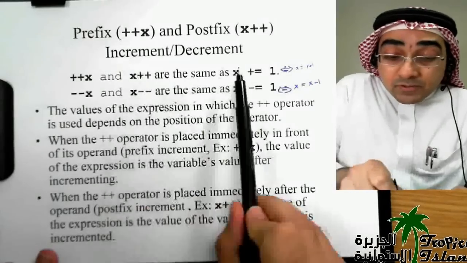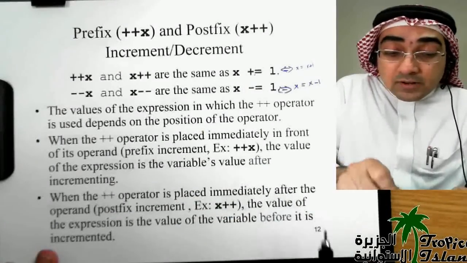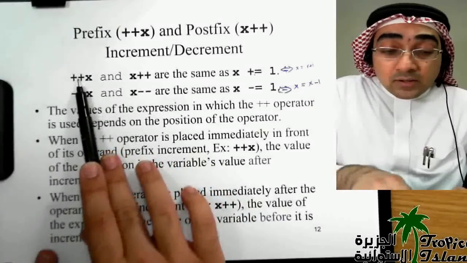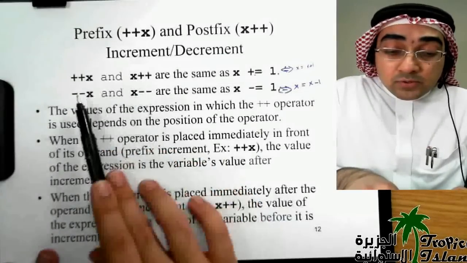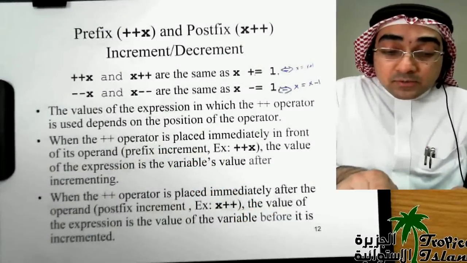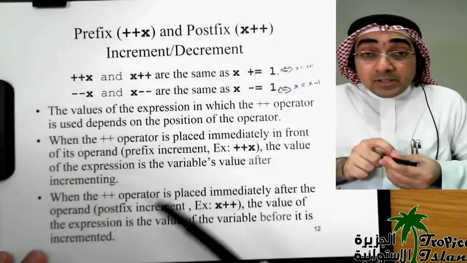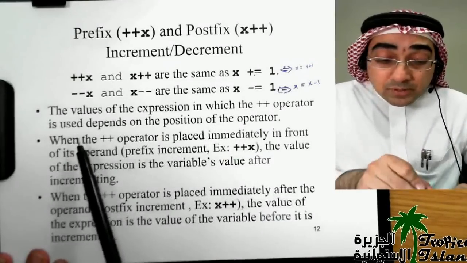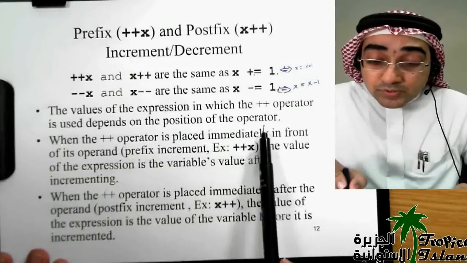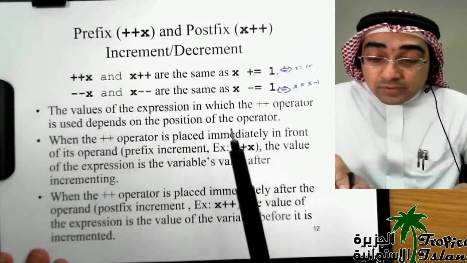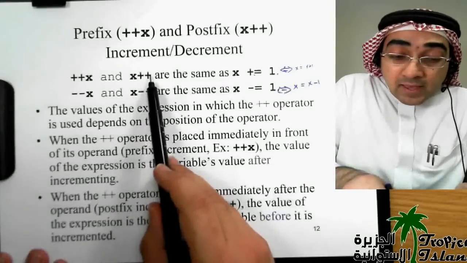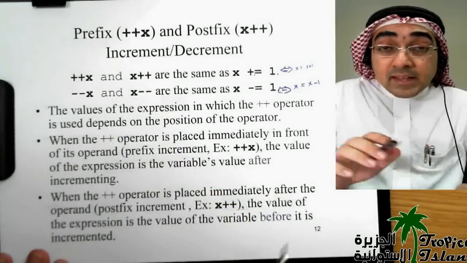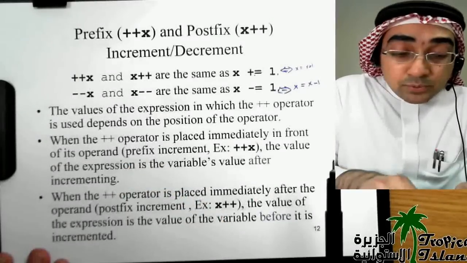However, the result of this and the result of this are similar, but there is a big difference in how you come from here to here. If you use plus plus x, or x plus plus, or minus minus x, or x minus minus, there is a big difference in doing the operation. The value of the expression in which the plus plus operator is used depends on the position of the operator. If the plus plus is put on the right hand side, it has a different meaning than when you put it on the left hand side.